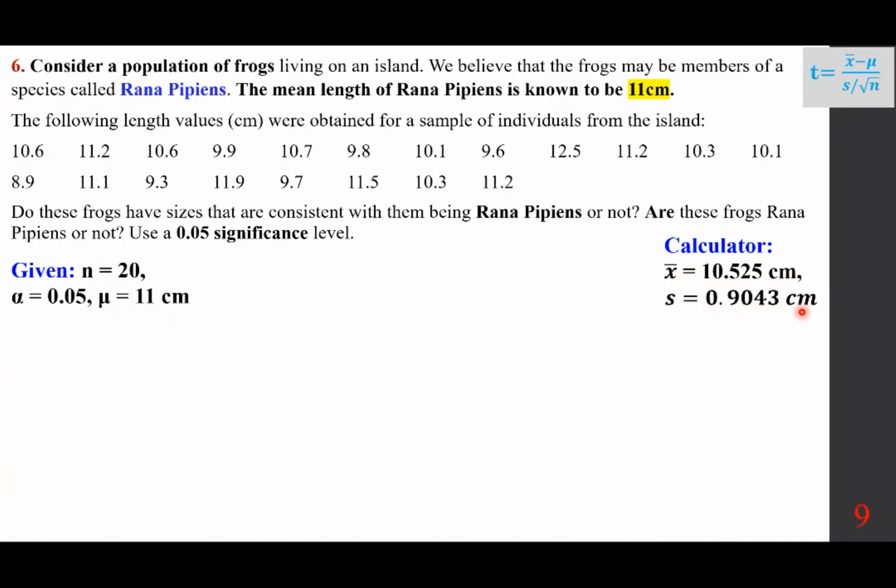Now we are going to go with the test of hypothesis. The first step is H0: mu is 11, and H1: mu is not equal to 11. It doesn't say less than or greater than. If it's not equal to 11, then it's not Rana pipiens. Otherwise, it is. So H1 gives you the tail of the test. Because it's not equal, it makes a two-tail test.